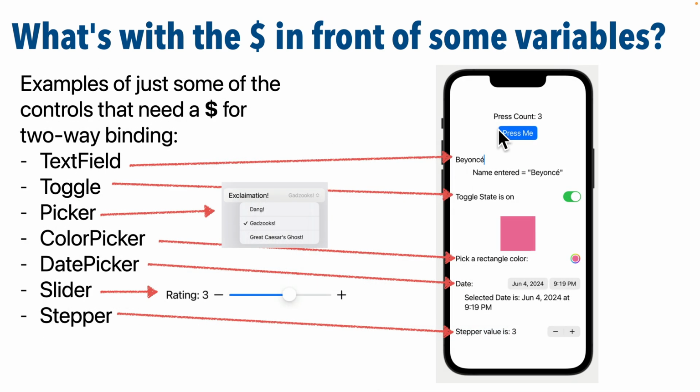Now here are just a few examples of some of those views that both read and write a state variable when they're used, and so they need a $ when using the variable. And notice all of these are controls. They're things that are manipulated by the user. So now let's try out some of these views, these controls that require two-way bindings. So we'll be able to learn some new views that are controls, and we'll be able to try out the two-way bindings with the $ in front of the variable name.